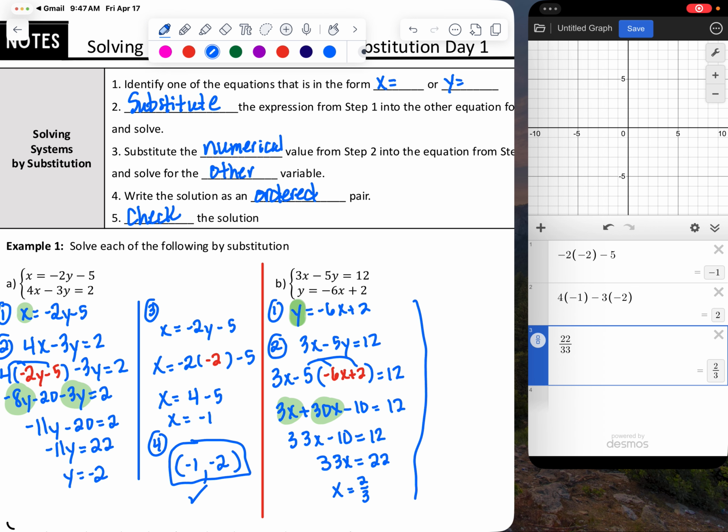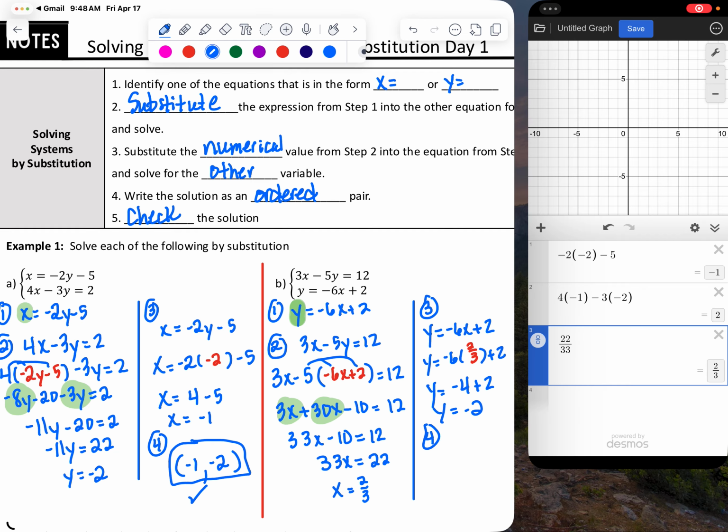All right, let me draw a line separating step 3 and 4. So that's step 2. Now, step 3, you're going to substitute that numerical value into your original equation. So our original equation was y equals negative 6x plus 2. And then I'm going to substitute for the x. And I'm substituting in 2/3. So y equals negative 6 times 2/3 would be negative 4 plus 2. So negative 4 plus 2 is negative 2.